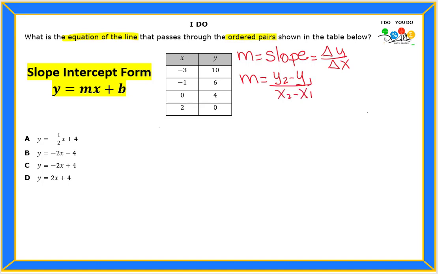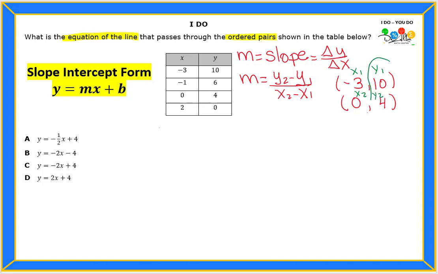And let's choose 2 points from the table, any 2 points that you want. So I'm going to choose -3 and 10. And I'm going to choose 0 and 4. You can choose any 2 points that you want. So let's write some labels here. -3 is x sub 1, and 10 is y sub 1. 0 is x sub 2, and 4 is y sub 2.